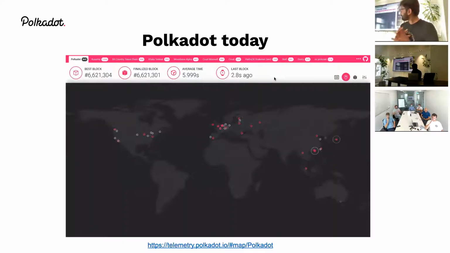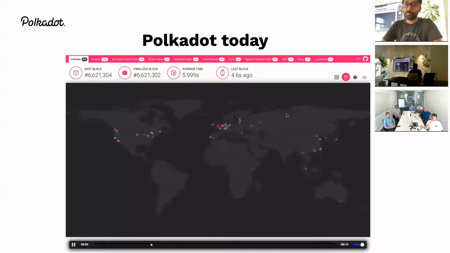So here is a snapshot of all the validator nodes that are connected to the chain. As you can see, we are pretty decentralized already. We have our presence in different geographic locations. You could say these are basically the IP addresses of where we are running the nodes. But yeah, they're pretty distributed. You can see a big cluster in and around Switzerland right there.